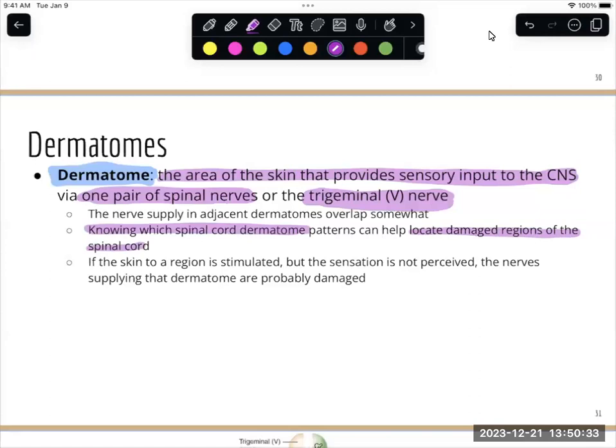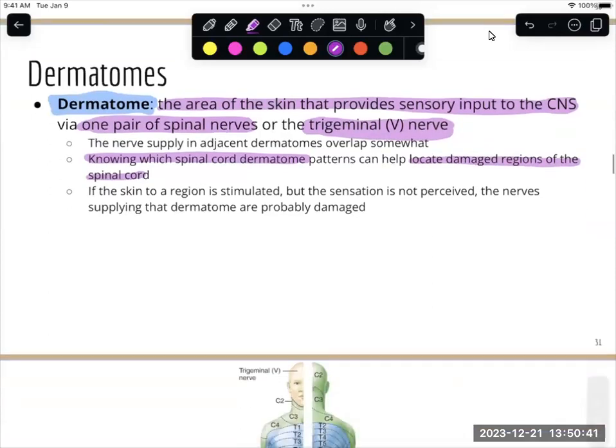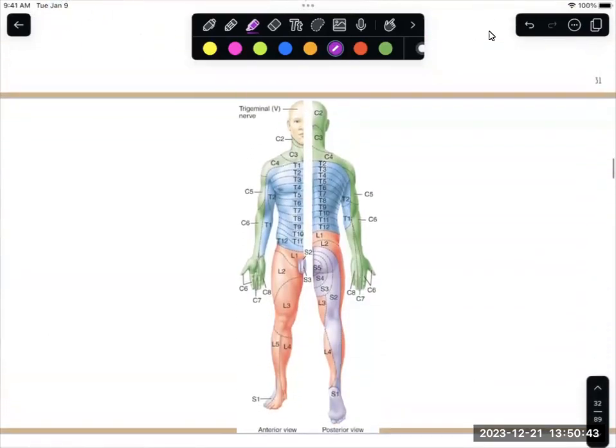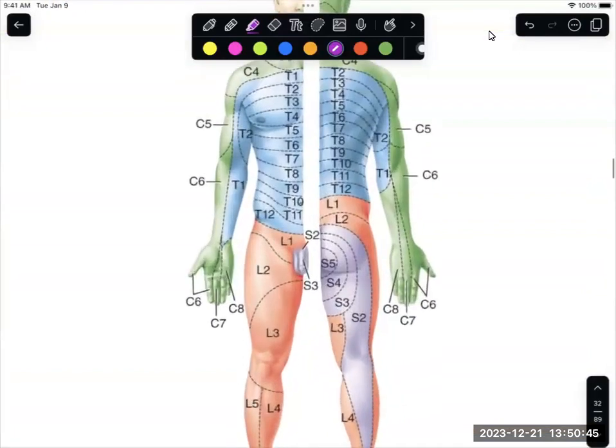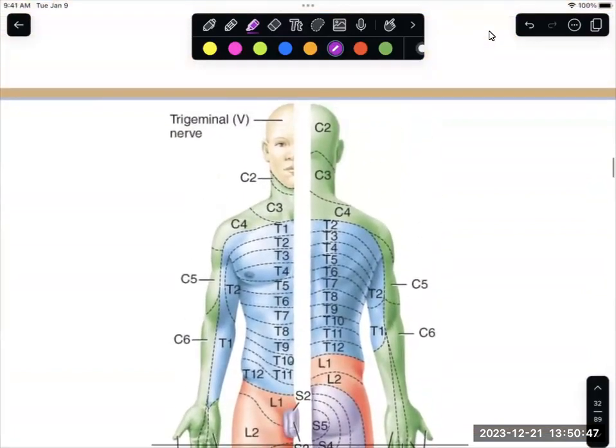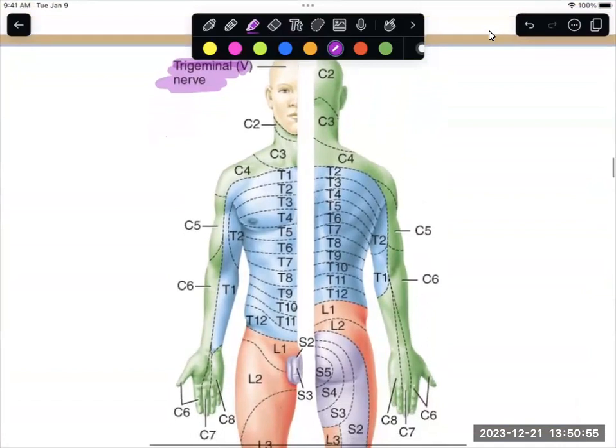Figuring out where somebody has lost sensation, you can trace that back to the spinal cord to find that damage. So let's look at this dermatomal chart. As I mentioned, that trigeminal nerve does the face. But if we look at the thoracic, you can see how these thoracic kind of wrap around.